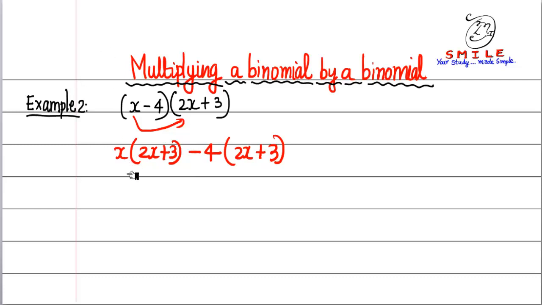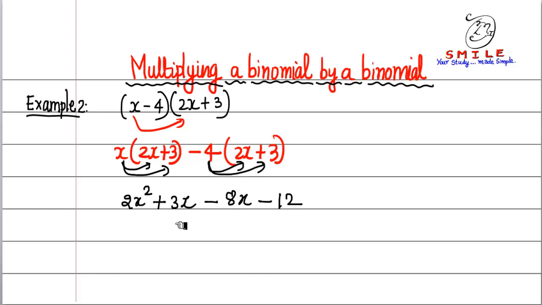Now again very simple, this is monomial into binomial like this. Here also it is monomial into binomial. So x into 2x is 2x square plus 3 into x is 3x. Now this minus into plus is minus, 4 2s are 8x. Now minus into plus is minus, 4 3s are 12.